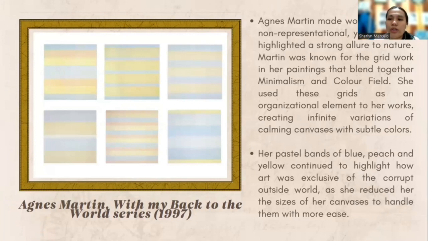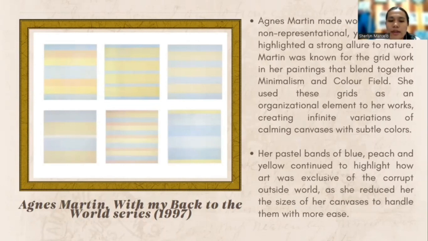Agnes Martin made works that were non-representational, yet their titles highlighted a strong allure to nature. Martin was known for the grid work in her paintings that blend together minimalism and color field. She used these grids as an organizational element to her works, creating infinite variations of calming canvases with subtle colors. Her pastel bands of blue, peach, and yellow continued to highlight how art was exclusive of the corrupt outside world as she reduced the size of her canvases to handle them with more ease.